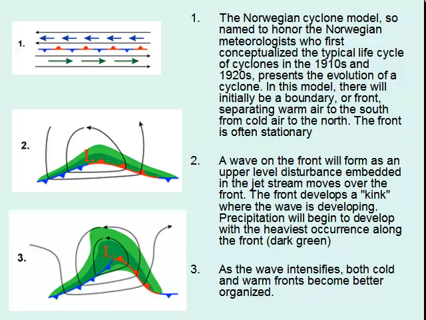The Norwegian cyclone model was named in honor of a Norwegian meteorologist who came up with this idea of the mid-latitude cyclone life cycle. This starts with initially a boundary or a front that separates 2 different air masses, warm from cold. And the front is often stationary at first. We move into stage 2 and we see a wave starting to develop, or a kink, either way you think about it.